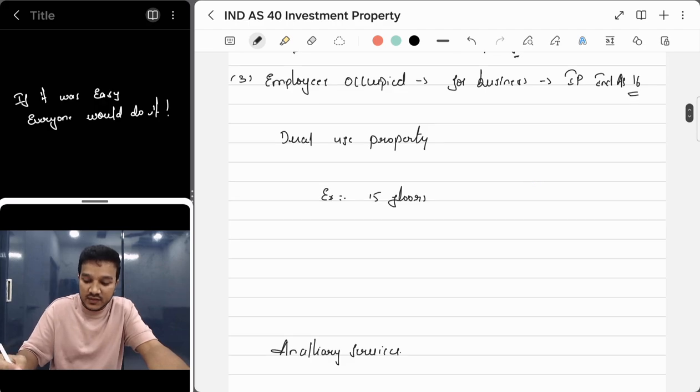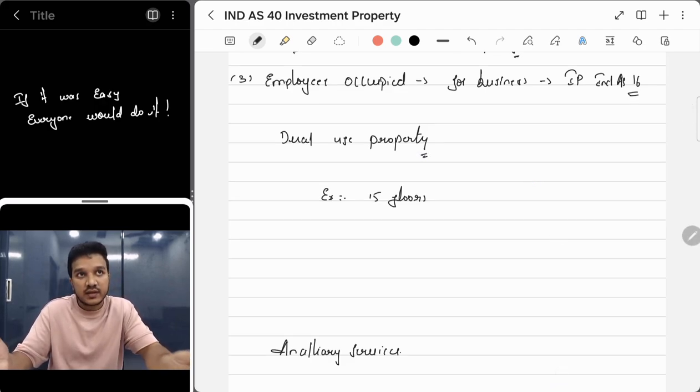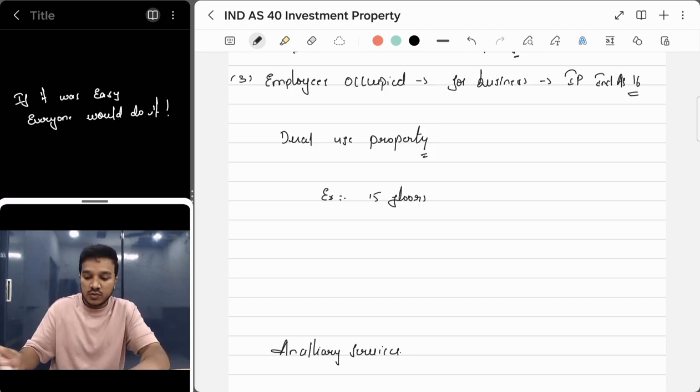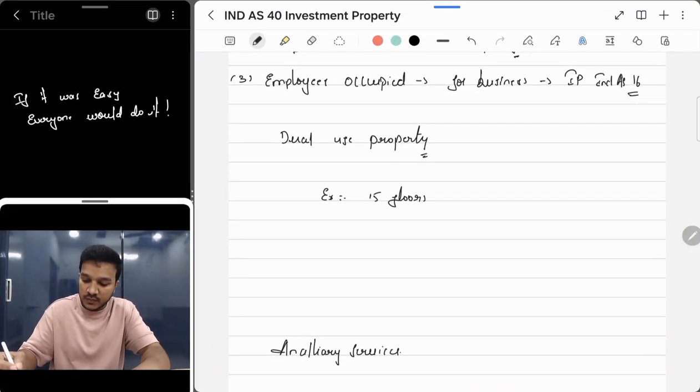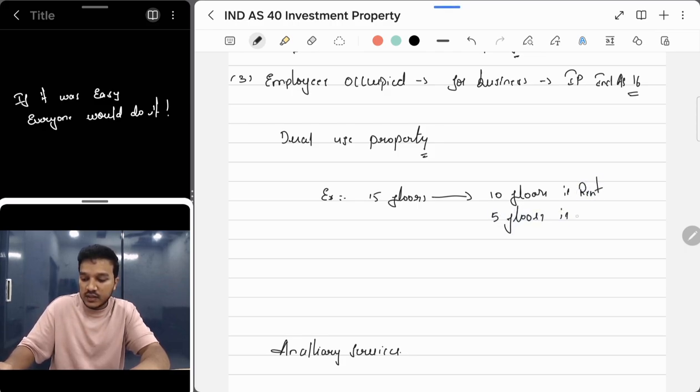Okay, and then the other one is dual use property. In case of dual use property, there is a property which I'm using for both purposes: I'm using it for my business, and I'm giving it on rent also. For example, there are 15 floors. Out of these 15 floors, 10 floors are for rent, and the other 5 floors are for office.